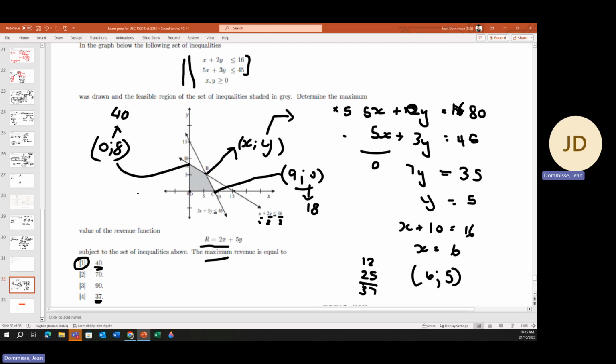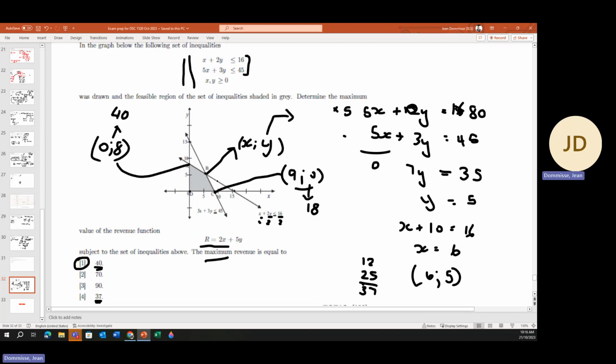Okay, this was quite a different one because you would normally get this set of equations and you will need to say which one is the feasible area or not. Very seldom you will need to actually go to the points and use the points in a revenue equation to find out which one is the maximum revenue.